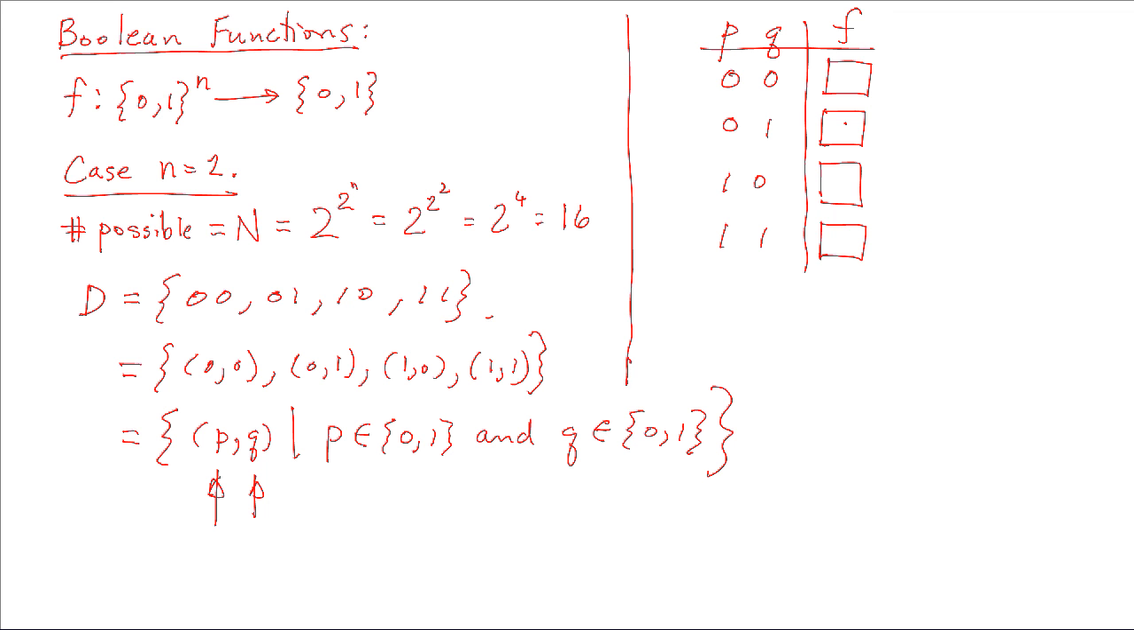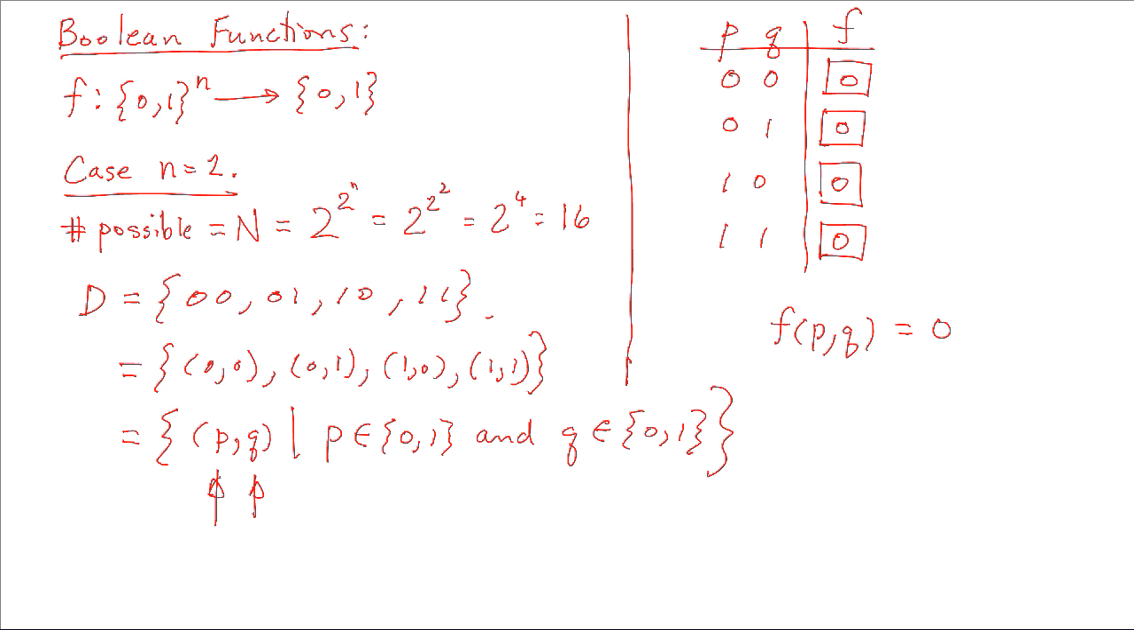So for example, I could say that f of P and Q is equal to 0. No matter what P and Q are, the output is 0. And I could fill that in like this. All zeros. No matter what P and Q are, I get 0.